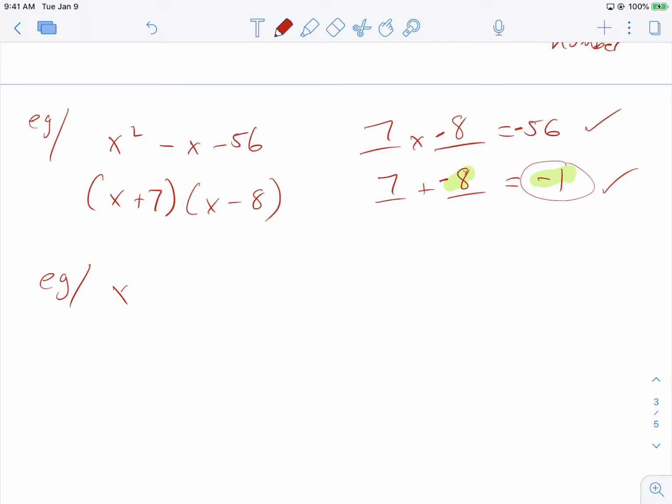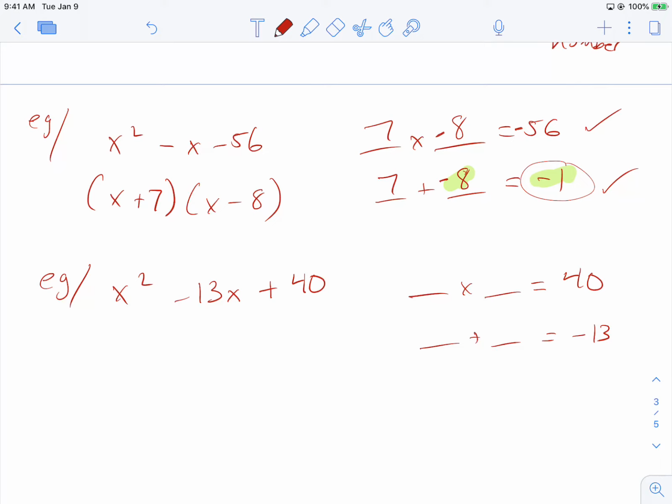Let's try another one. x squared minus 13x plus 40. Oh boy, okay. So two numbers that are going to multiply to give us 40 and two numbers that are going to add together to give us negative 13. So what two numbers are going to multiply to give us 40? Well, we have 1 and 40. That's not really going to get to 13 at all.